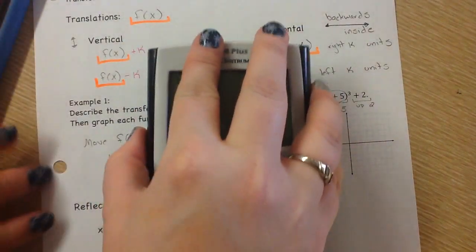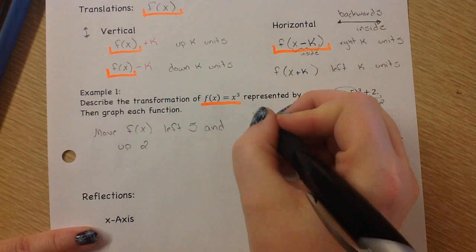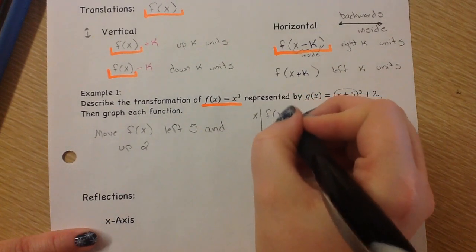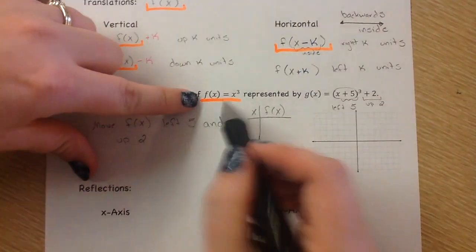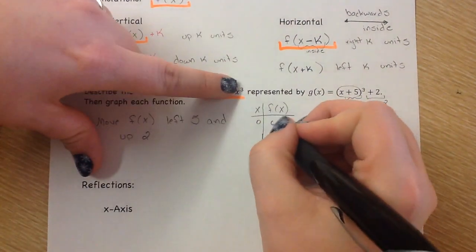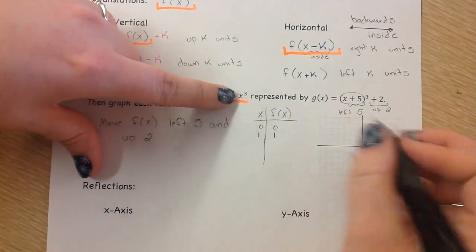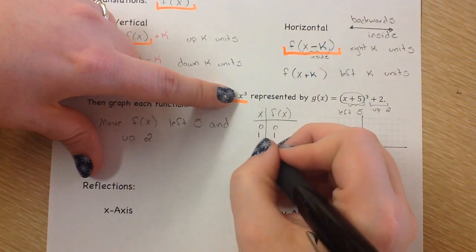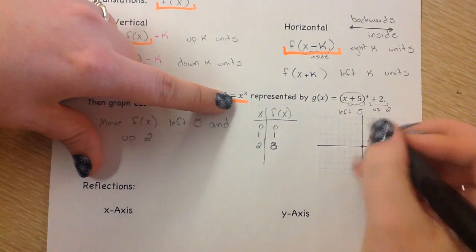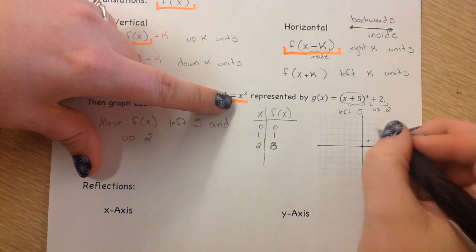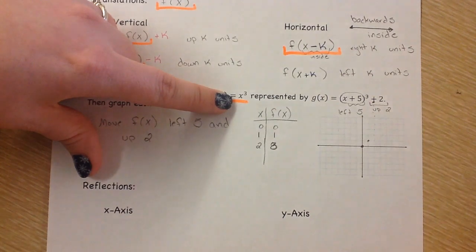So what I'm going to do is create a table for the f of x function. When I put in a 0, 0 to the third is 0, so you have the point 0, 0. When I put in a 1, 1 to the third is 1, so 1, 1. When you put in a 2, 2 to the third is 8. So 2, then 1, 2, 3, 4, 5, 6, 7, 8. It's going to go way up there.